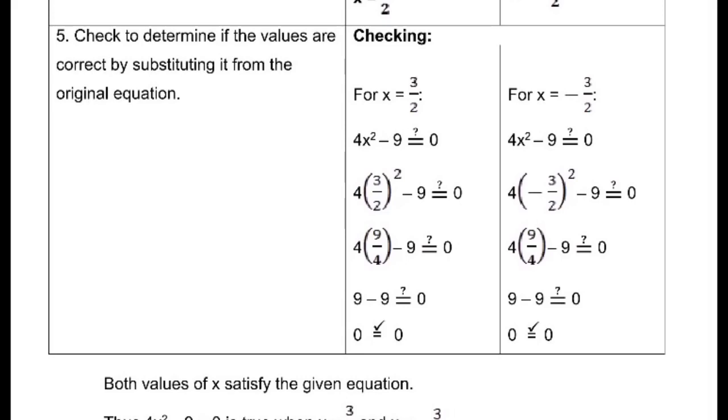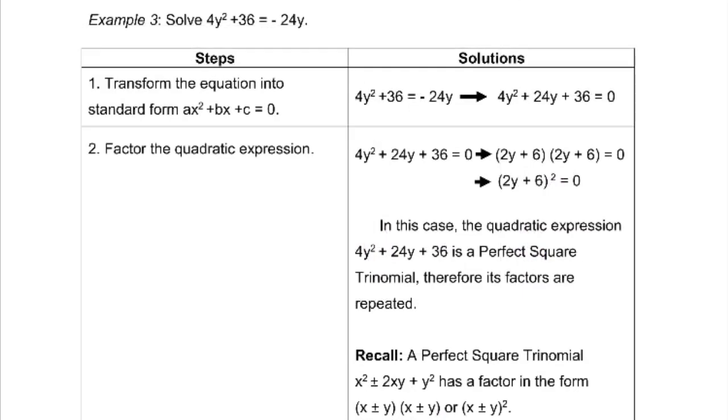Then negative 3 halves squared is 9 over 4. So 4 times 9 over 4 is also equal to 9. Then 9 minus 9 is equal to 0. So 0 is equal to 0, which is also correct. Therefore, the equation 4x squared minus 9 equals 0 has two solutions, x equals 3 halves and x equals negative 3 halves. Let's have example number 3.